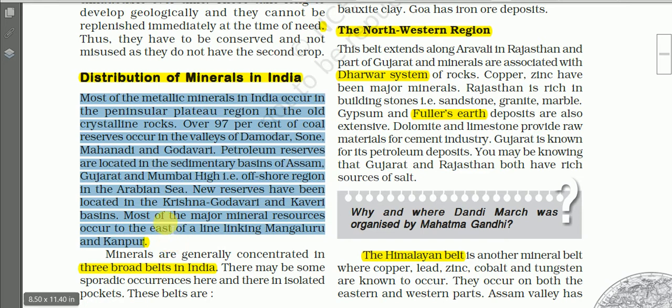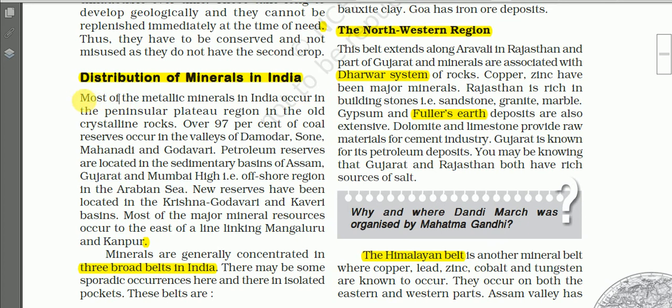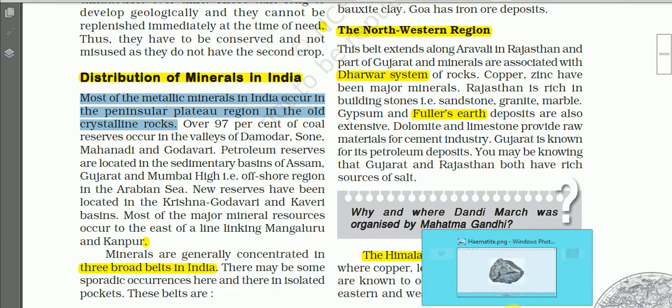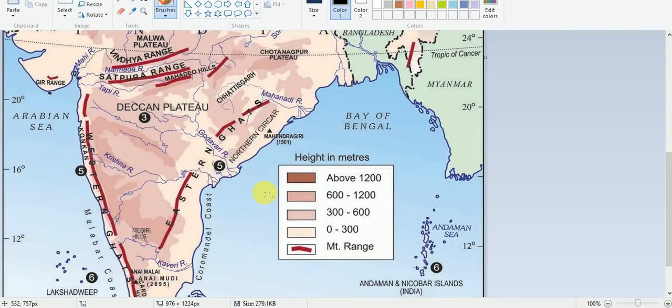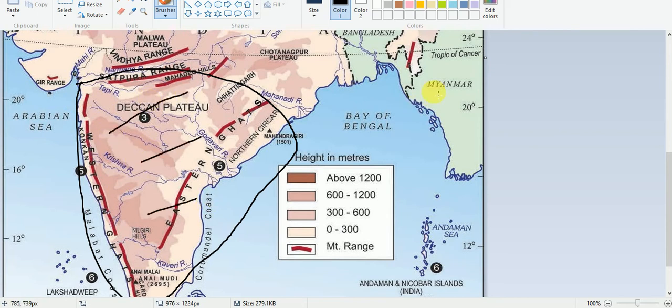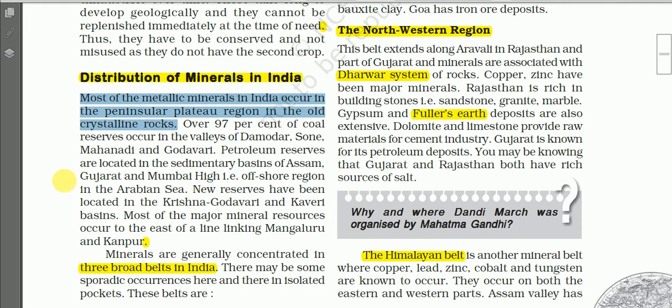Most of the minerals in India occur in the peninsular plateau region. Most of the metallic minerals in India occur in the peninsular plateau region, in the old crystalline rocks, that is, in the metamorphic and igneous rocks. Peninsular plateau, you know, see here, in this area you will find these metallic minerals, mainly in this area.